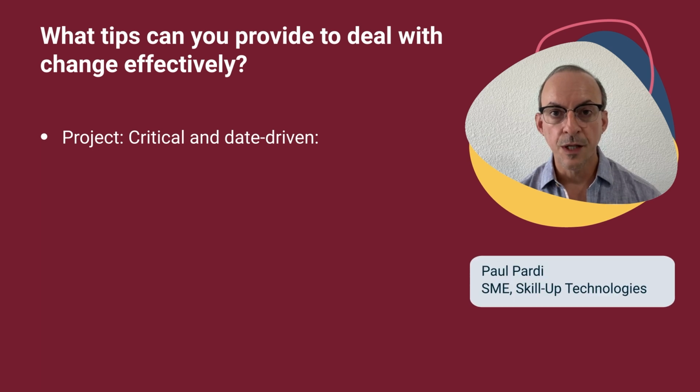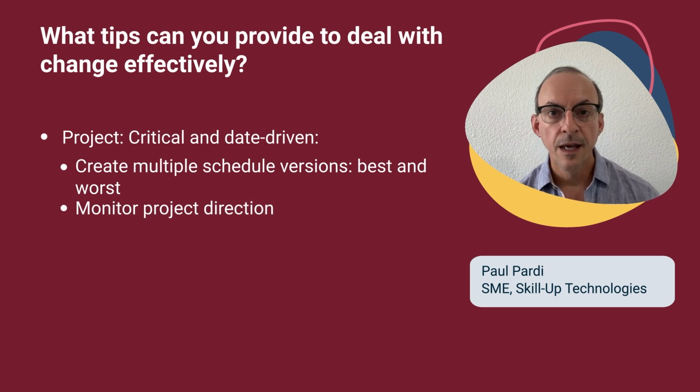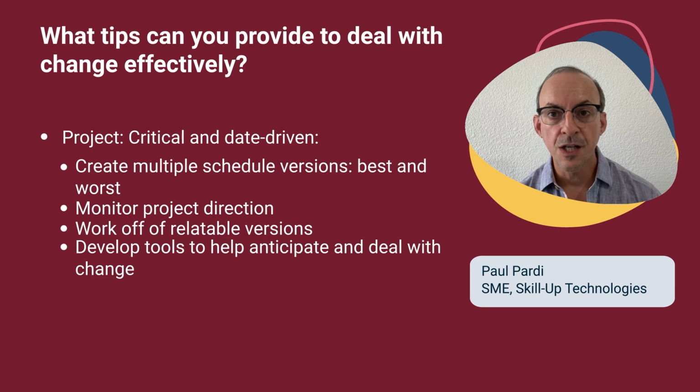Sometimes if a project was really critical and really date driven, I would create multiple versions of a schedule just in case something went wrong. What's my worst case schedule? What's my best case schedule? And then you've got two versions that you can work with. As things move in one direction or the other, people are ahead, things are being delivered more quickly, then you can work off of that best case scenario. If things start to deteriorate, someone leaves the team, budget's cut, then you start working off of that worst case scenario schedule. So things like that can be tools that help you effectively anticipate change, and then as change comes up, you can deal with it better.